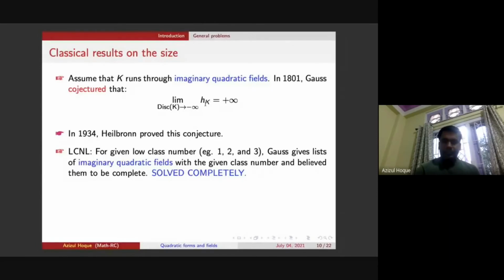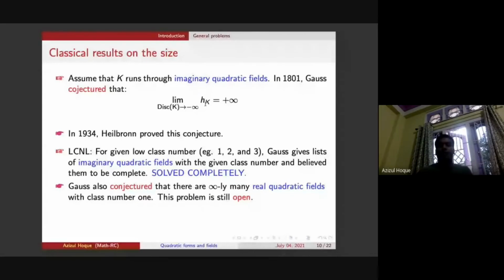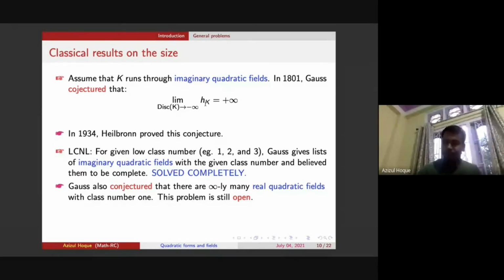On the other hand, for real quadratic fields, it is not yet known whether there are infinitely many real quadratic fields with class number 1. In fact, there is a conjecture that there are infinitely many real quadratic fields with class number 1. So there is no progress on this conjecture.